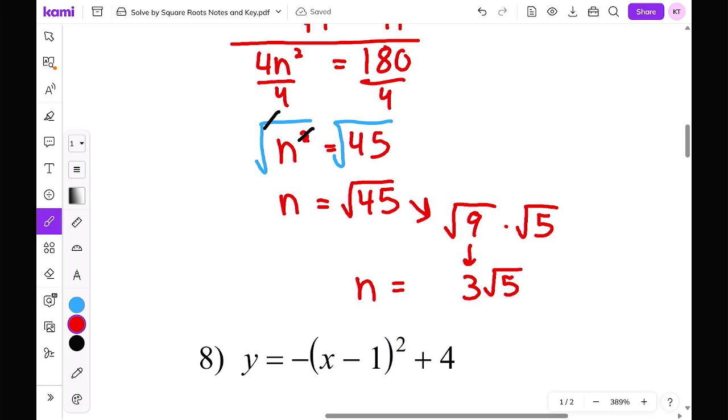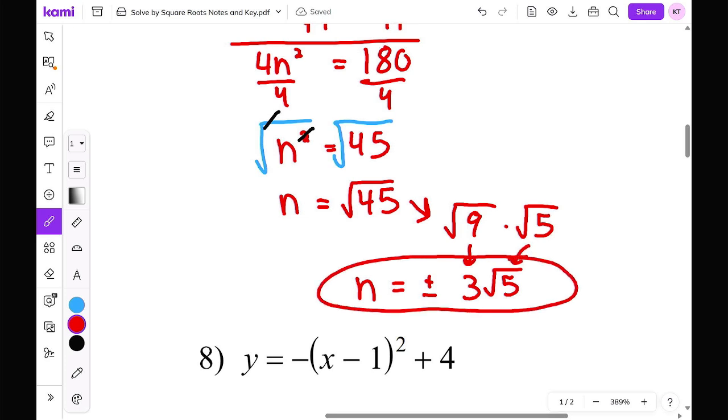And again, just like all previous answers, when I take a square root, I'm going to have a plus, and I'm also going to have a minus. So my answer would be n is equal to plus or minus 3 square root 5.